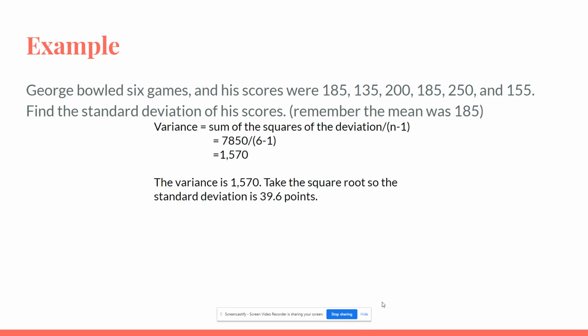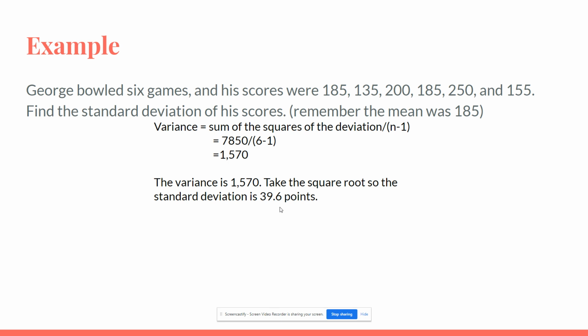We get 7,850 divided by, there were 6 scores minus 1. And we do the minus 1 so that we have an underestimate instead of overestimate. And so then we have 1,570 is our variance. All right, but then remember, if we want a standard deviation, we need to take the square root of this. So the square root of 1,570 is 39.6 points.